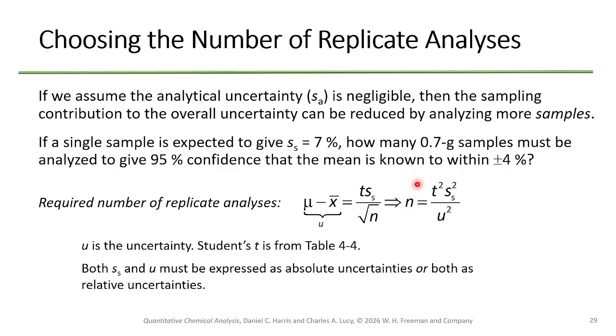This wouldn't work. Now, you can actually rearrange this since we want the number on one side, right? So number on one side equals T right here. Again, that's the student's T. You look it up on table 4.4 from your book. That's that 95% confidence interval that we'd have to look up. And this is going to be times the S squared over U squared. Again, this is going to be our uncertainty here. Okay.